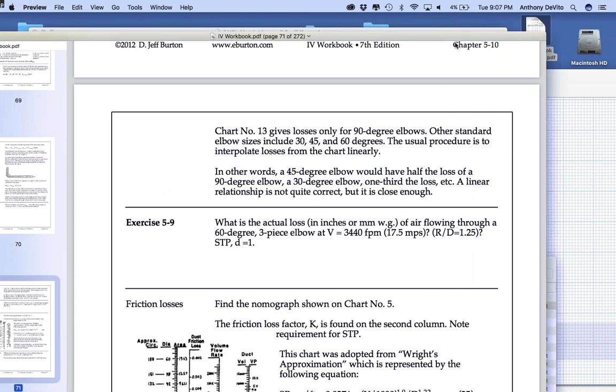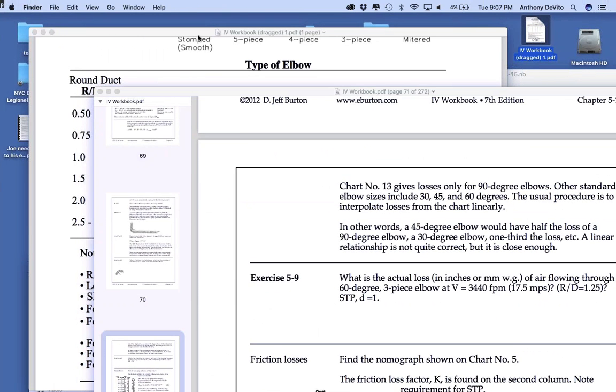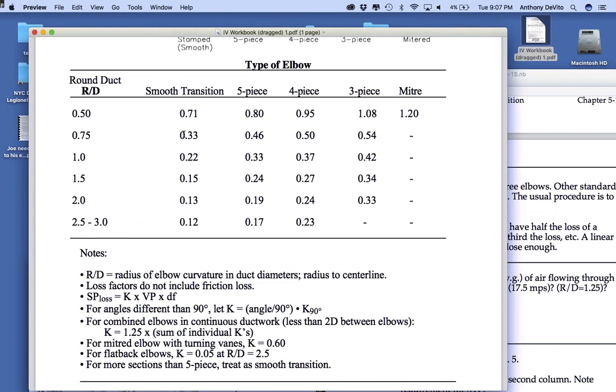I'll put the chart back up here. There's the chart up there. Right. What was the radius over the diameter? Was the R over D 1.5, do you guys say? I don't have it in front of me. And what was it, three piece? Okay, so there you go. There's your K factor. Okay, multiply your K factor.